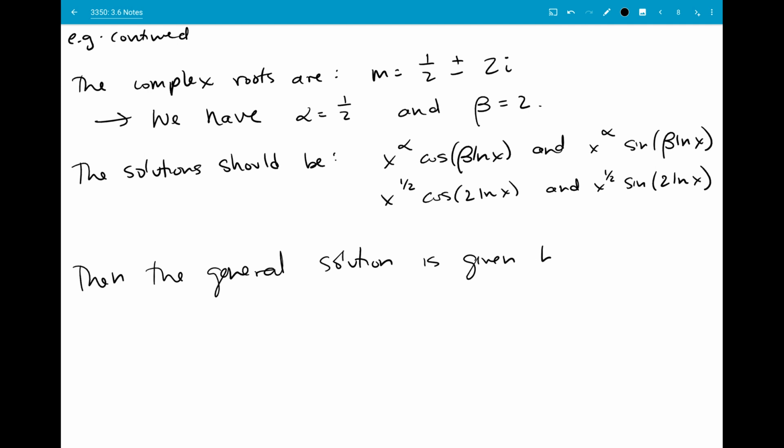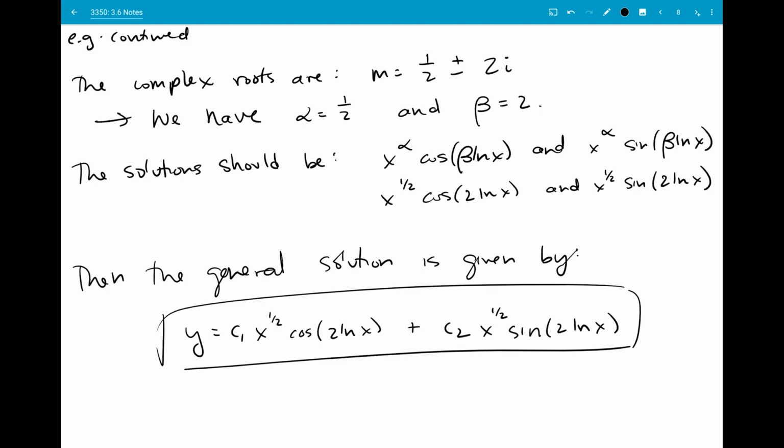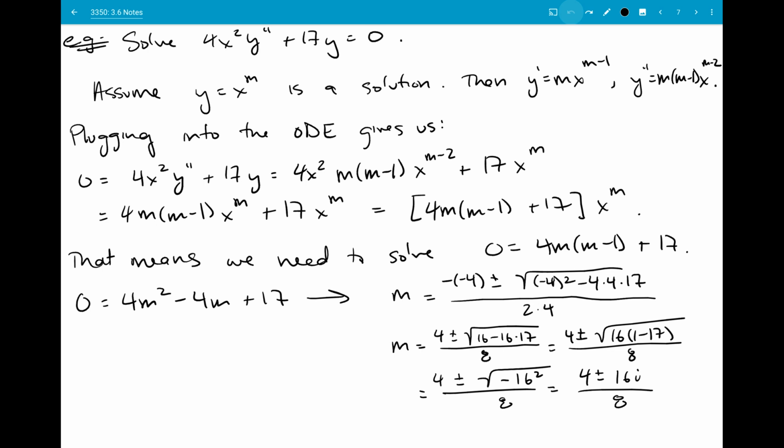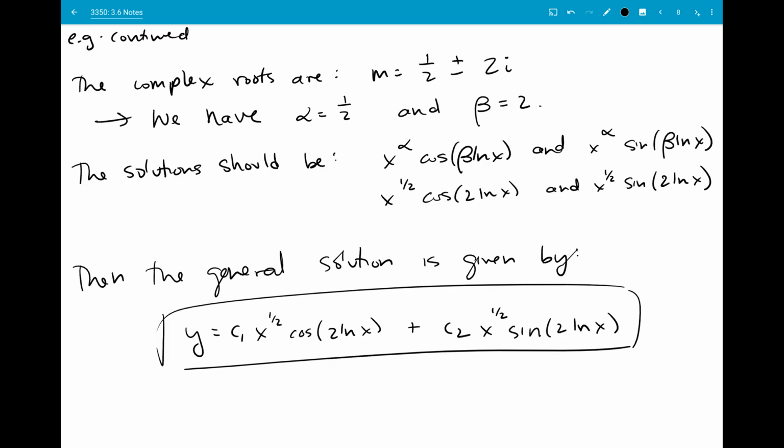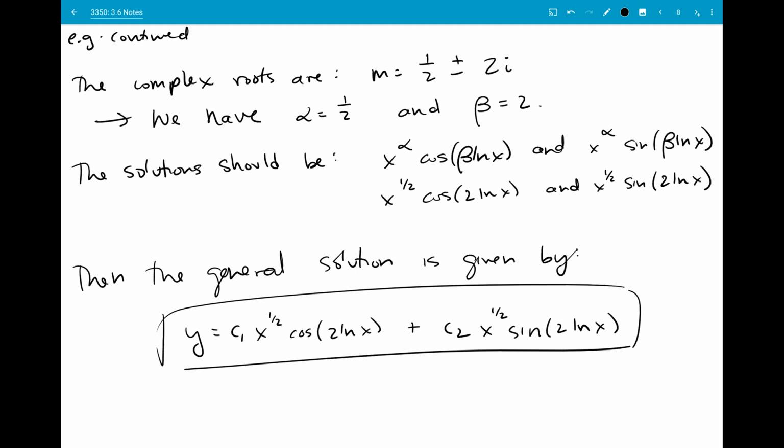The general solution is just when we take the linear combination of those two things: y equals c1 x to the 1/2 cosine of 2 natural log x plus c2, I'm going to fix that cosine, c2 x to the 1/2 sine of 2 natural log x. And then from there, we've solved the problem. We have two unknown constants, which is what happens when we're solving second order equations. We would solve for those constants in an initial value problem. But that's what the solution looks like for these complex roots to our auxiliary equations for the Cauchy-Euler problem.